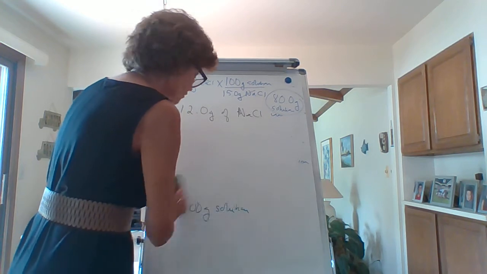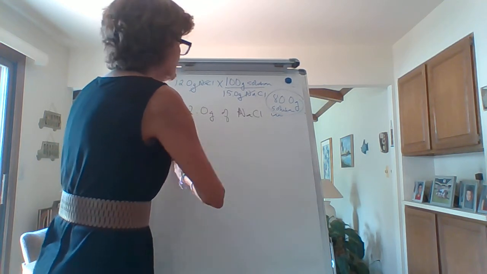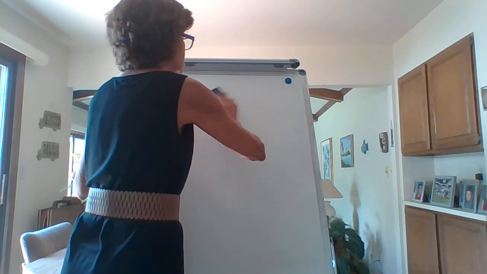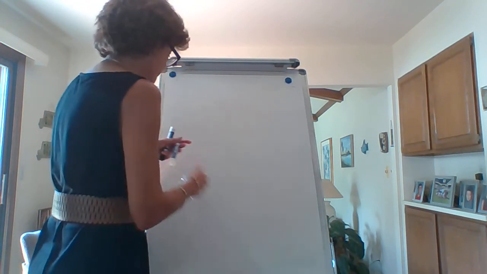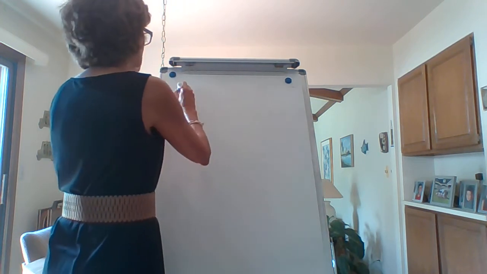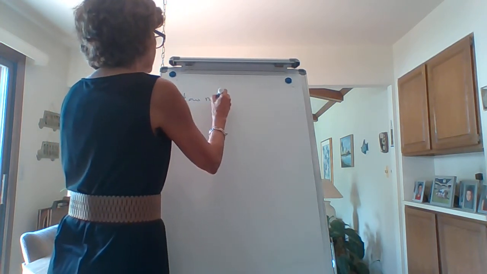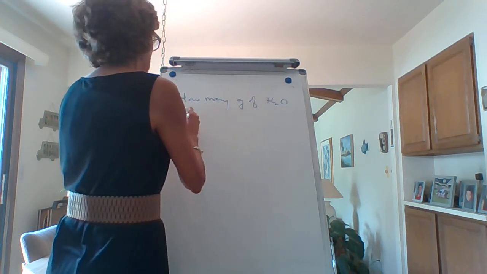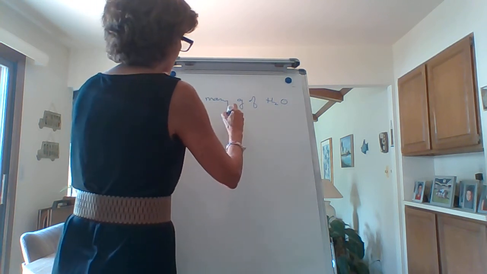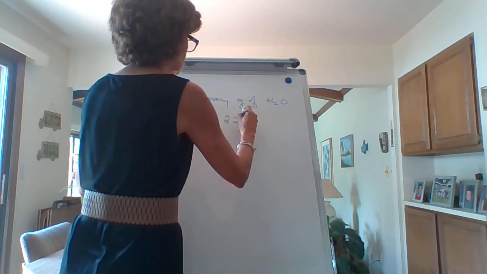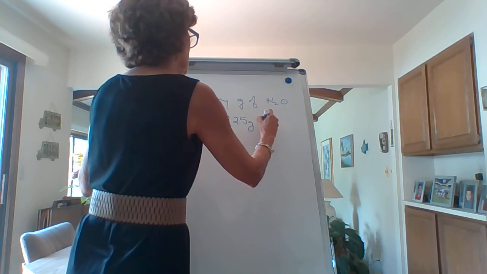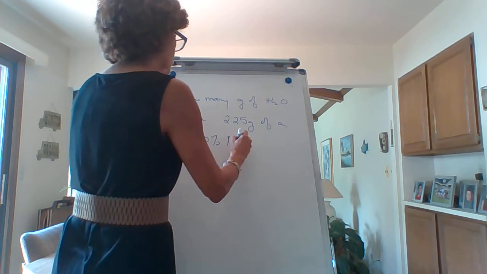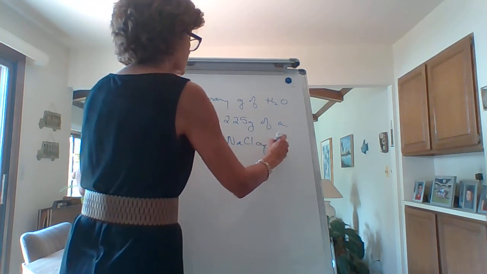Sometimes they're not looking for solution, they're not looking for solute, they're looking for solvent. So this is where it gets a little tricky. All right, let me show you. How many grams of water are in 225 grams of a 7.00% sodium chloride aqueous solution, right?